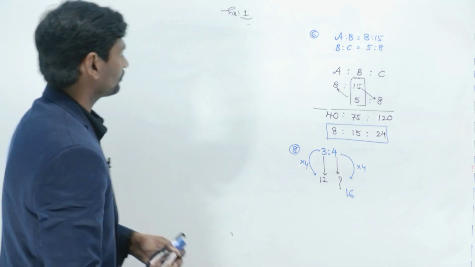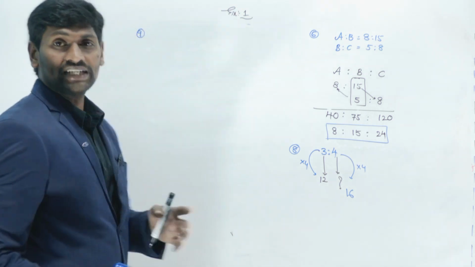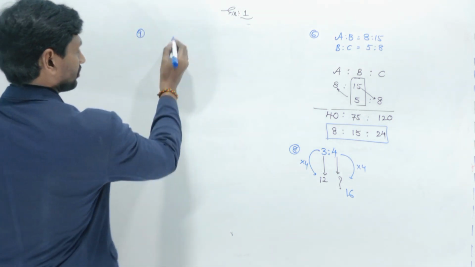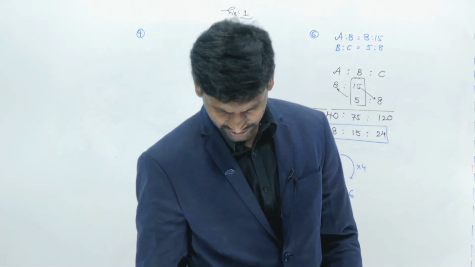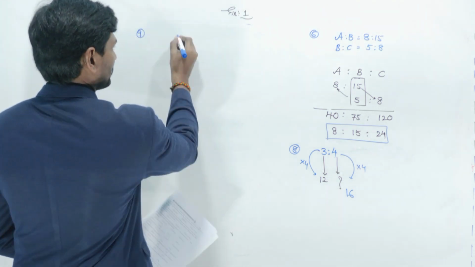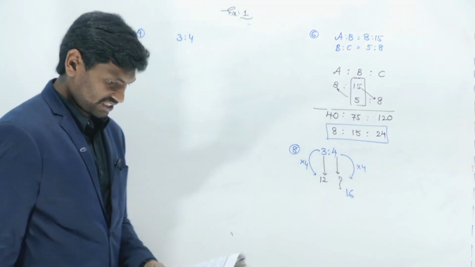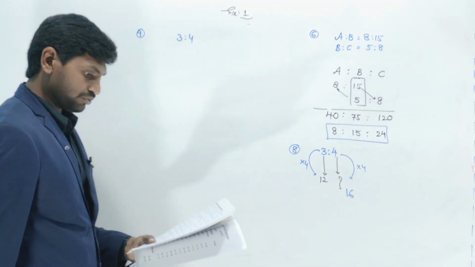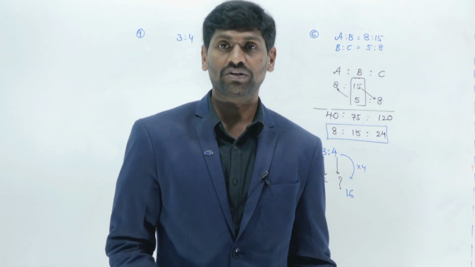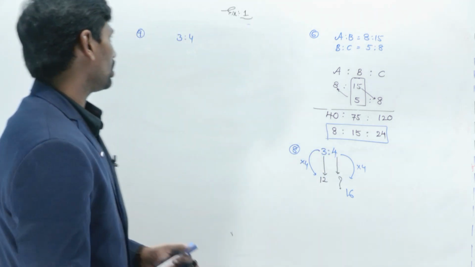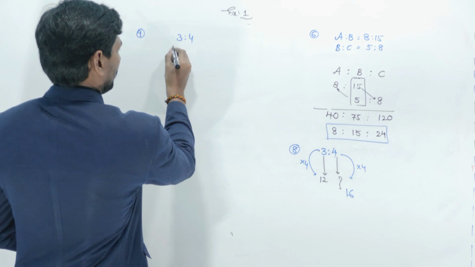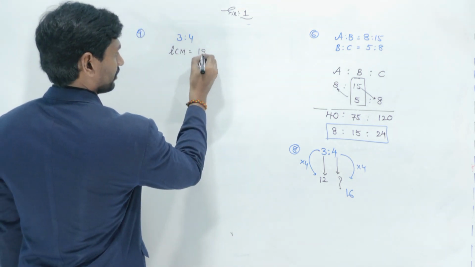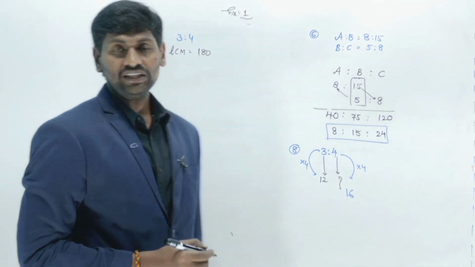Question number 9: the ratio between two numbers is 3:4, same as the eighth problem. And it is given that the LCM value is 180, then we need to find the first number. LCM means what? Common multiple. LCM value is 180.